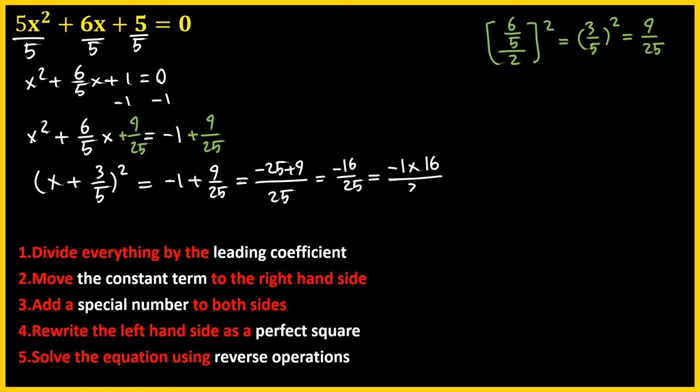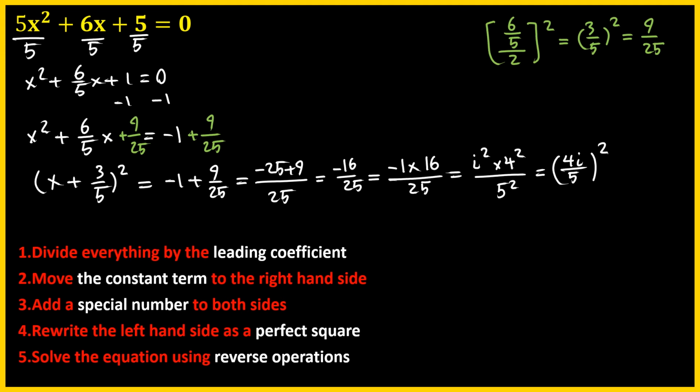which is the same thing as negative 1 times 16 over 25. And negative 1 is the same thing as i squared, and 16 is the same thing as 4 squared, and 25 is the same thing as 5 squared. So we can rewrite the whole thing as 4 times i divided by 5 quantity squared. So on the right-hand side, we have 4i divided by 5 quantity squared, and on the left-hand side, we have x plus 3 divided by 5 quantity squared.